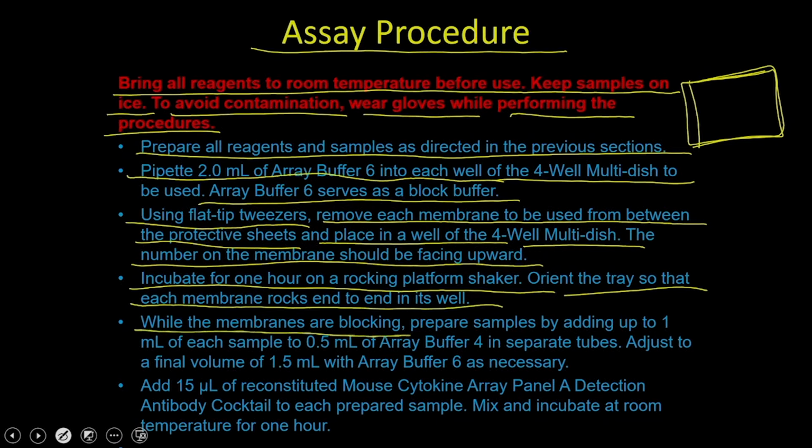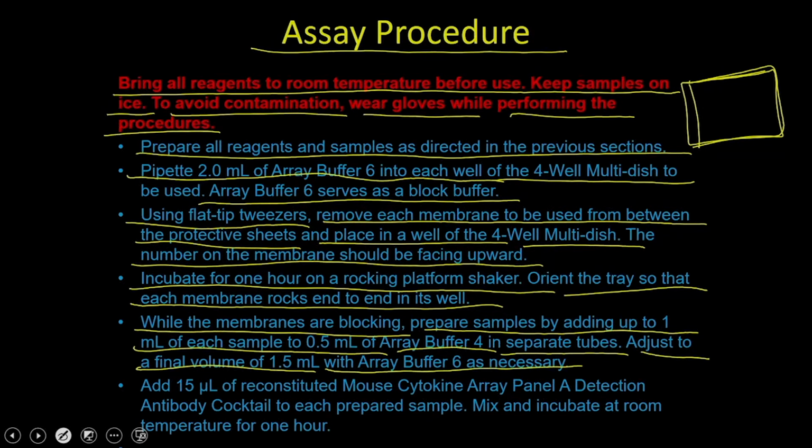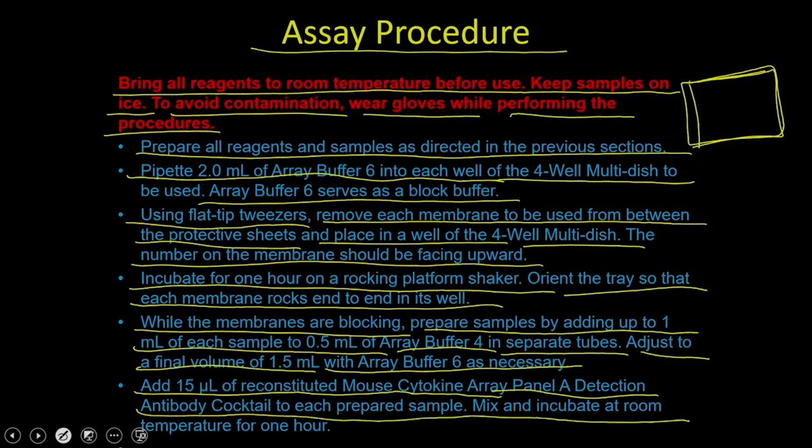While the membranes are blocking, prepare the sample by adding 1 ml of each sample to 0.5 ml of array buffer 4 in separate tubes. Adjust to the final volume of 1.5 ml with array buffer 6 as necessary. Then add 15 microliters of reconstituted mouse cytokine array detection antibody cocktail to each prepared sample. Mix and incubate at room temperature for 1 hour.